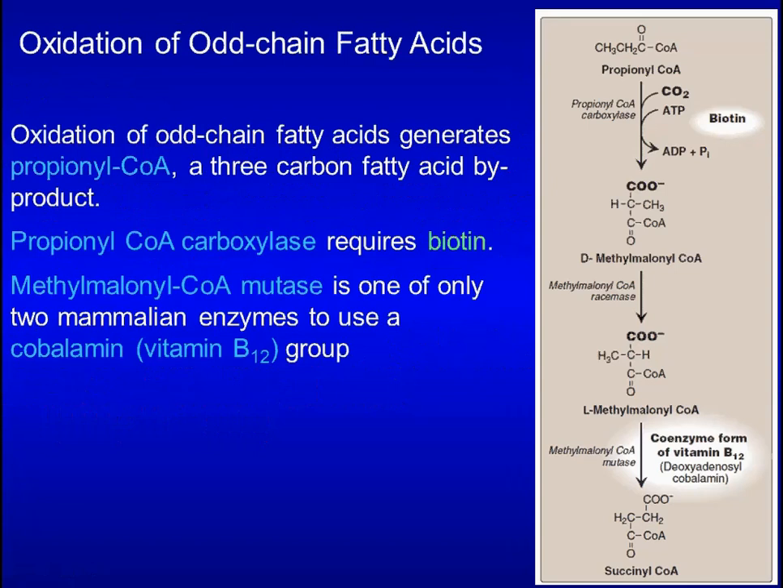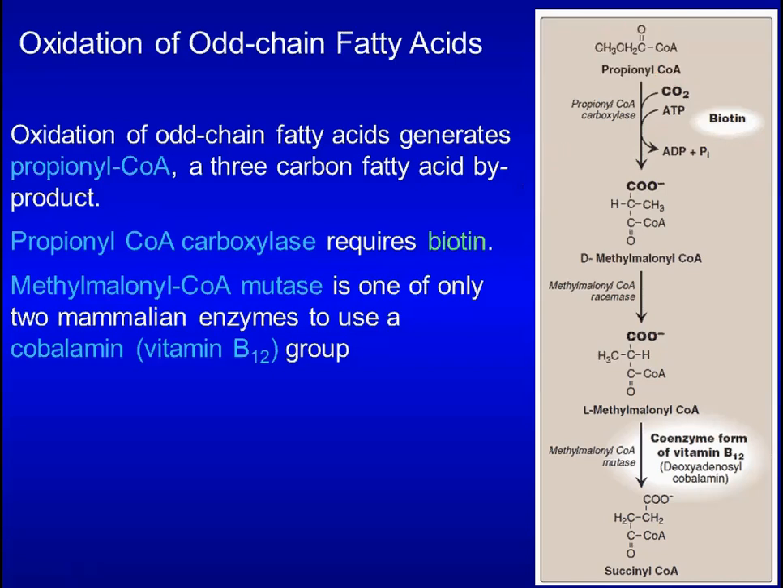So far, we have seen how palmitate is degraded through beta oxidation. Palmitate has 16 carbons, and we only need to run beta oxidation 7 times to completely break down palmitate. What happens if we encounter odd-chain fatty acids? Beta oxidation of odd-chain fatty acids will eventually lead to 3-carbon propionyl-CoA.